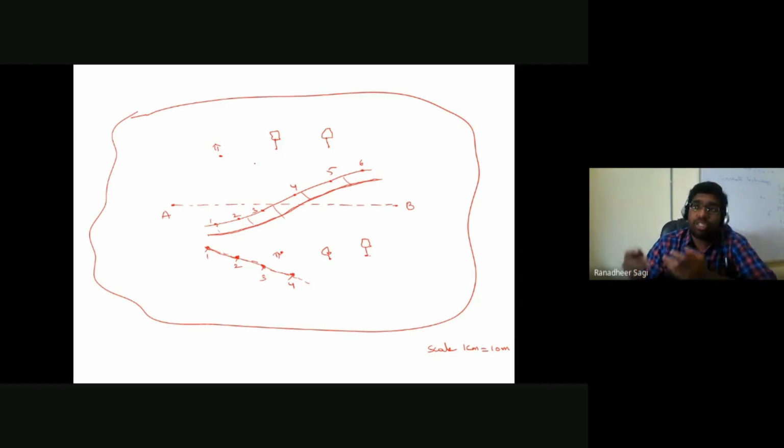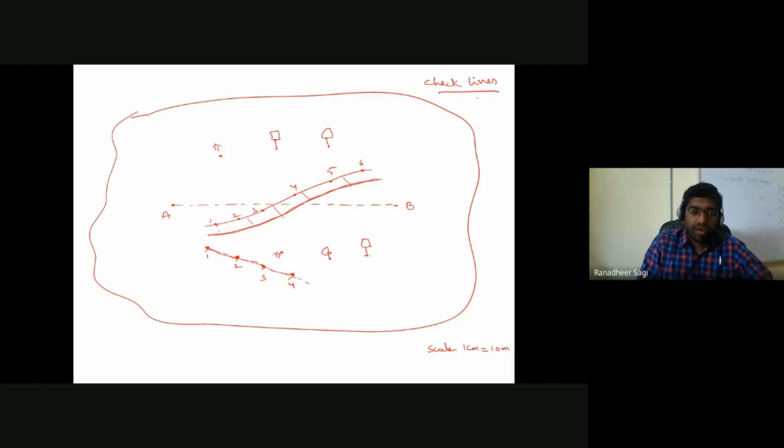I try to figure out the position of various objects in the field. Then that information I have transferred onto my map, and whether that data transferred onto the map is correct or not, I have to check for its accuracy. So how do we check the accuracy of it? By making use of what are called check lines.